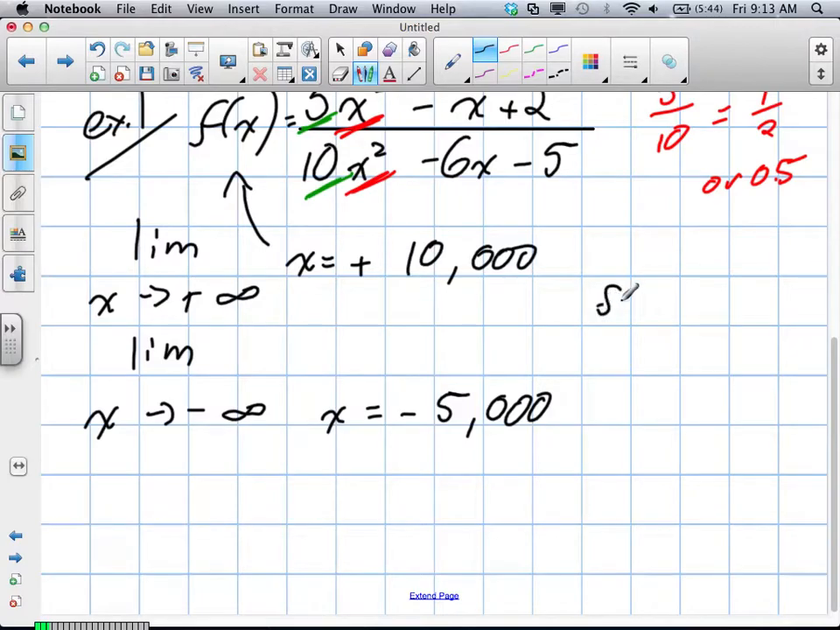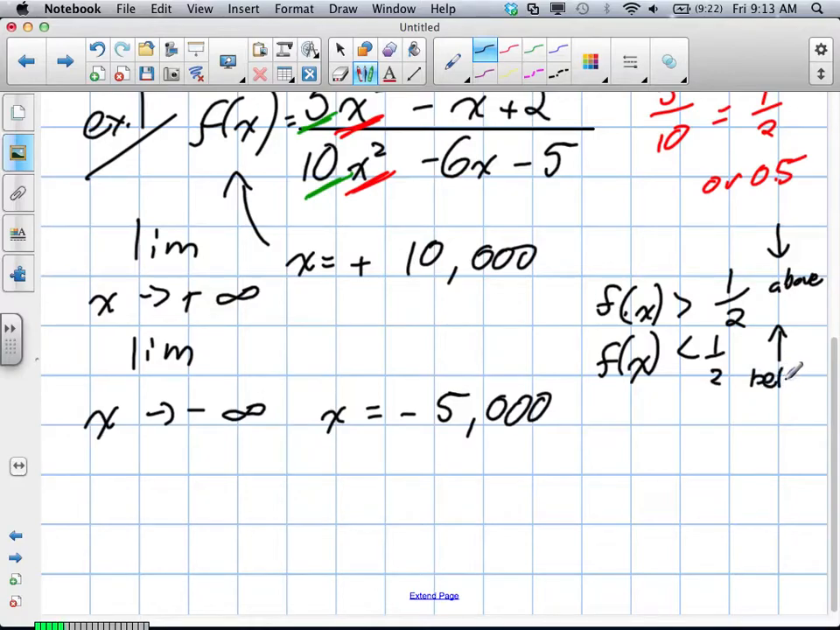If f of x is greater, that's not greater. If f of x is greater than our 1/2, that means we're approaching from above. Okay, so it's coming from above. And if your f of x, when plugging in these values, is less than 1/2, it's approaching from below. And when I say above and below, I mean relative to the horizontal asymptote. Okay, so let's plug these in.